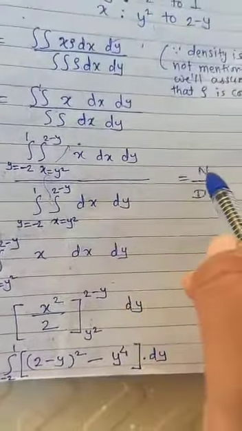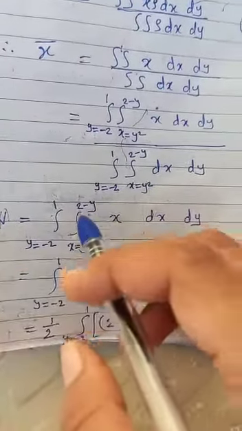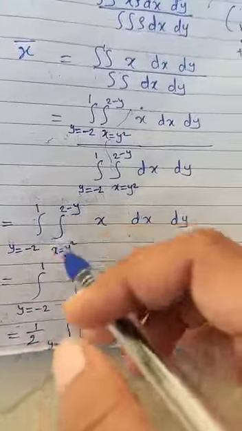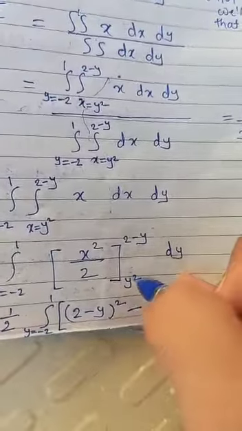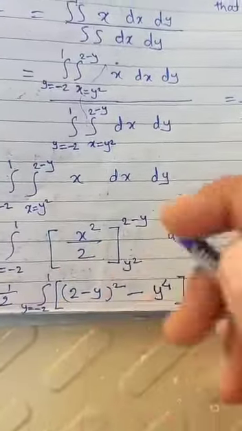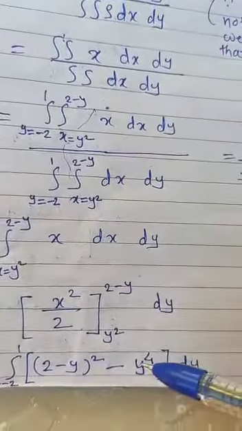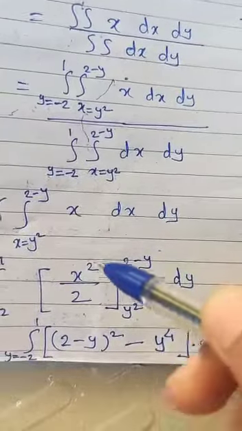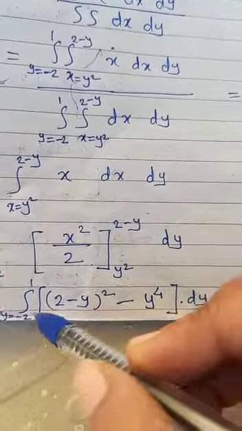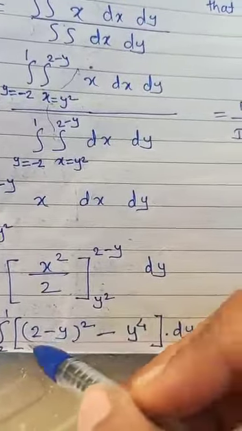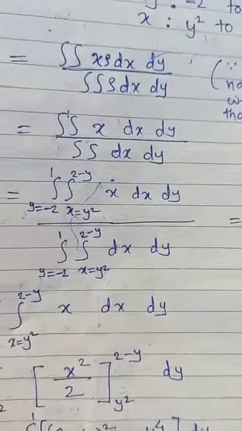I have separated the numerator and denominator: this is n and this is d. For the calculation of n, double integration of x dx dy within the limits. The integration of x dx is x squared by 2 within the limits 2 minus y and y squared. Now upper limit minus lower limit, we substitute the values. So (2 minus y) squared minus (y squared) squared, that will be y raised to 4, and taking 1 by 2 outside the integration into dy, where the y limits are minus 2 to 1. On simplification, you will find the integration of this.